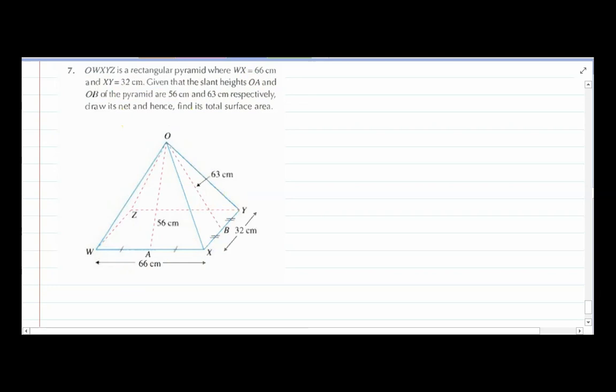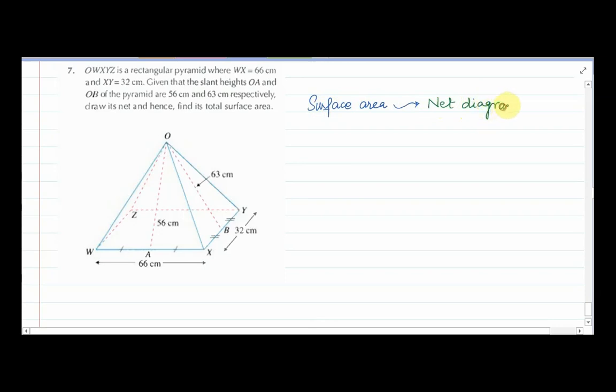Now the first thing, you don't need to find out the volume. And if you have a question why these two lengths, the 63 and 56, are not the same, it is because we have a rectangle. If you have a square, then all these slant lengths will be equal. So as I told you while explaining the concept of pyramid, to find the surface area of a pyramid, the first thing you need to do is draw a net diagram.